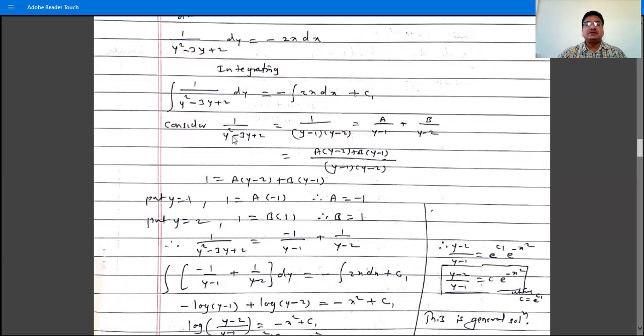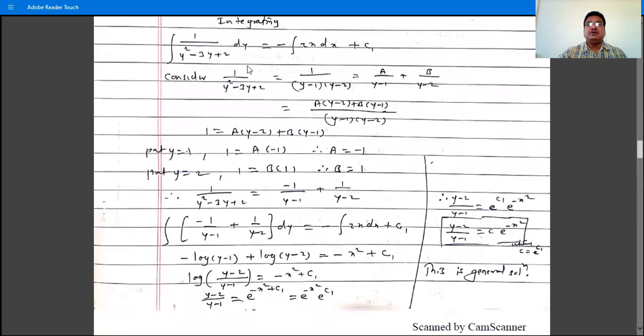Obviously, it is by using integration by partial fractions. So we have to find the partial fractions of 1 by y square minus 3y plus 2. So what are the factors of y square minus 3y plus 2? It is (y minus 1)(y minus 2). And then it is equal to a divided by y minus 1 plus b divided by y minus 2. Then (y minus 1)(y minus 2) is the LCM. So a into (y minus 2), b into (y minus 1). Then we have the equation 1 is equal to a into (y minus 2) plus b into (y minus 1). This is equation, suppose, star.